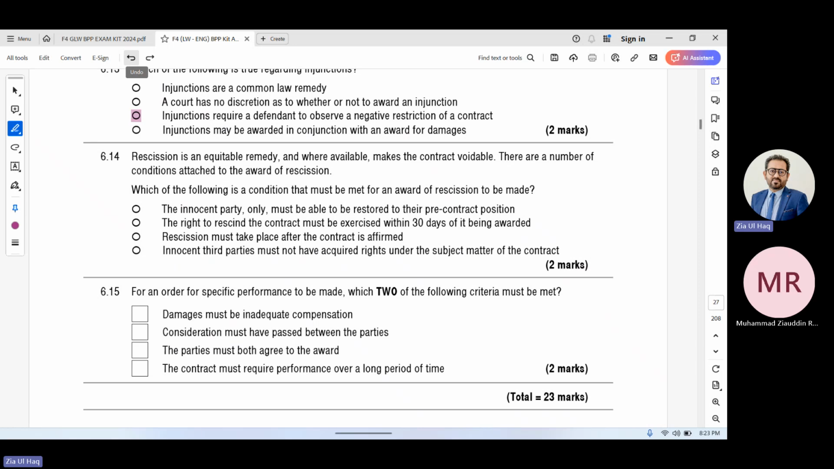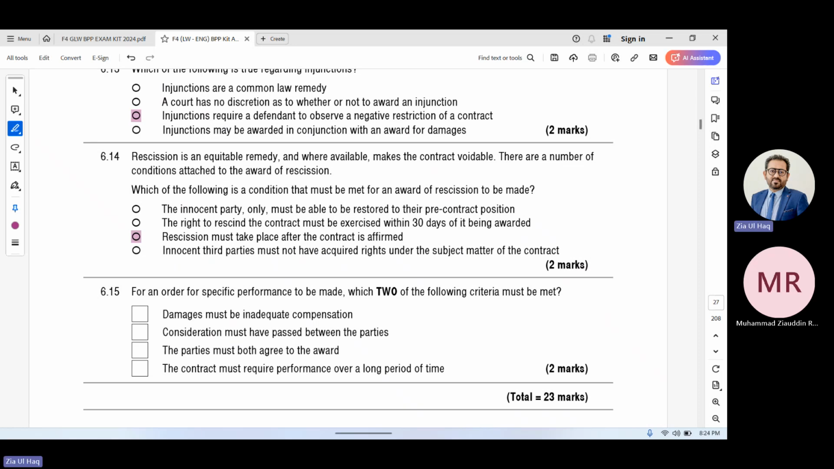The right to rescind the contract must be within 30 days. Rescission must take place after the contract is affirmed. Innocent third party must not have acquired rights under the subject matter of the contract. I think between C and D, rescission must take place after the contract is affirmed. Yeah, basically if the contract is affirmed, after that rescission will be allowed.